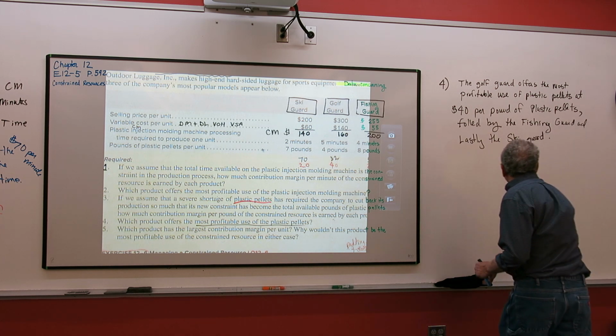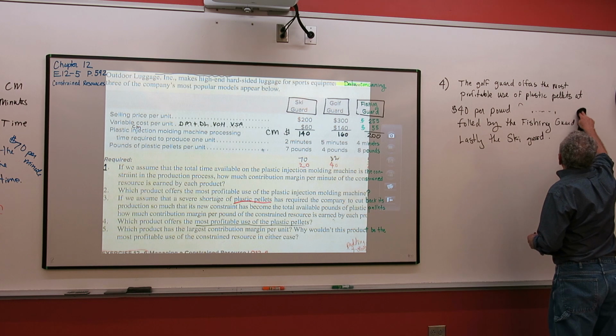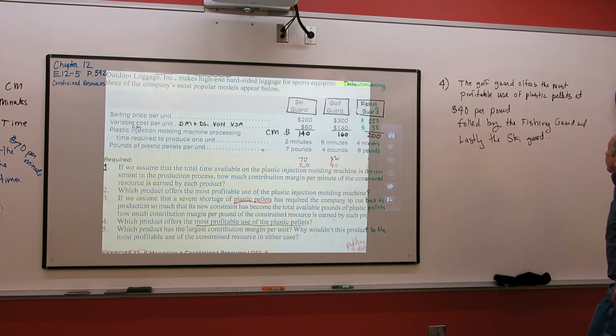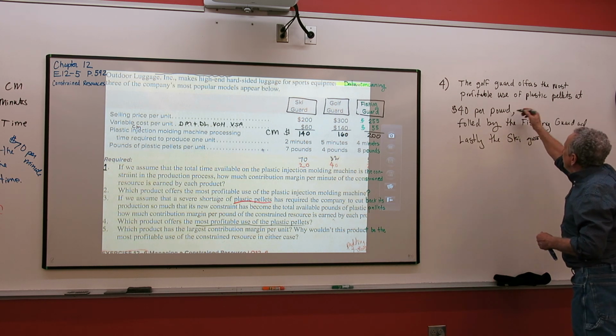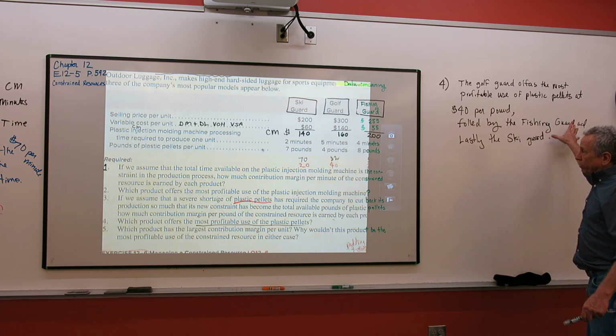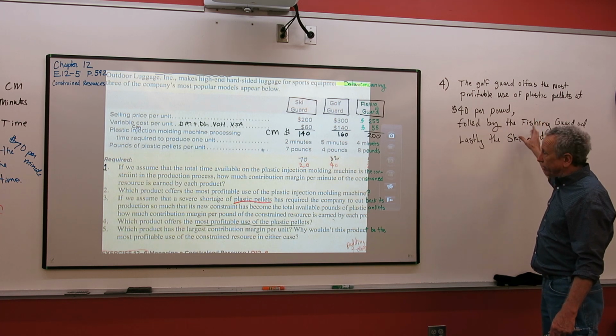I probably actually think that's a little bit redundant. That's how I really write it right there. The golf cart offers the most profitable use of plastic pellets at $40 per pound, followed by the fishing guard, and lastly the ski guard. Not actually in real life put the pound cost in there.